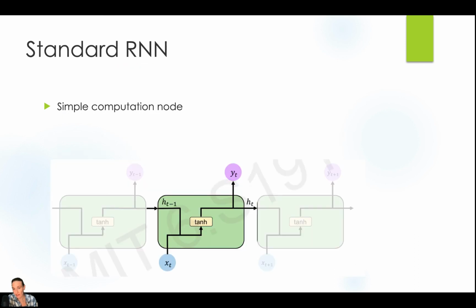Right, so if we have an RNN cell, a simple computation node, as you know, we have our input xt, we have our output, and we always pass along the previous hidden state, apply the hyperbolic tangent, a neural network computation, and get the next hidden state.